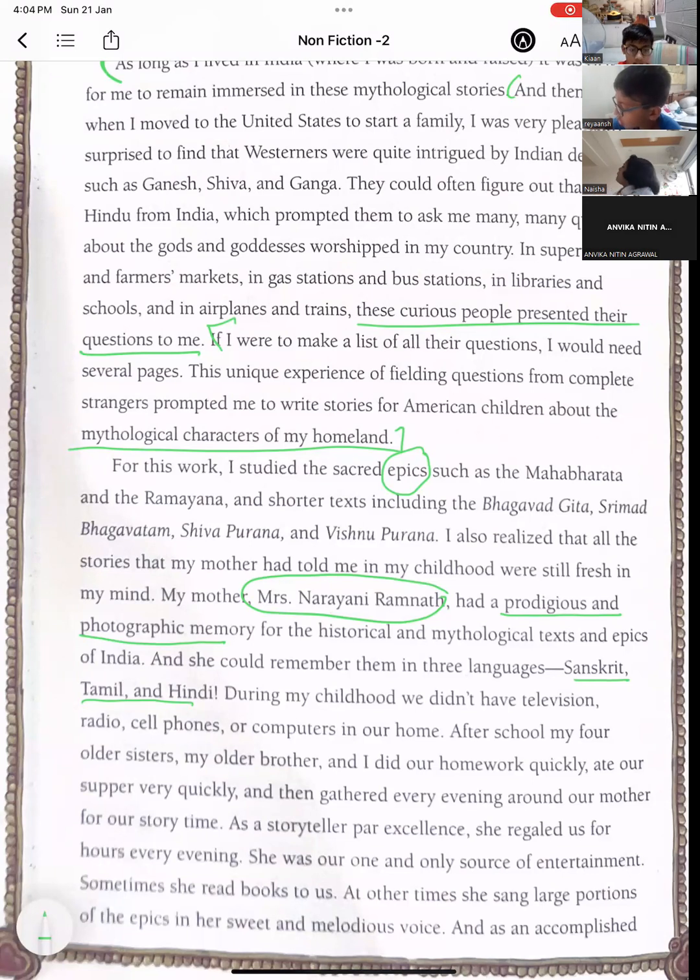During my childhood, we didn't have television, radio, cell phones, or computers in our home. After school, my four older sisters, my brother, and I did our homework quickly, ate our supper very quickly. Supper is early dinner, and then gathered every evening around our mother for our story time.